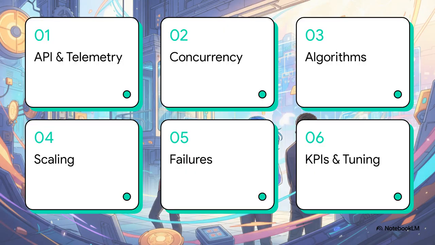So here's our roadmap. We're going from ground zero all the way to the penthouse. We'll cover API design and telemetry, low-level concurrency, algorithms and destination dispatching, scaling to skyscraper demands, hardware failures and edge cases, and finally, KPIs and shadow tuning. Let's just dive right in.